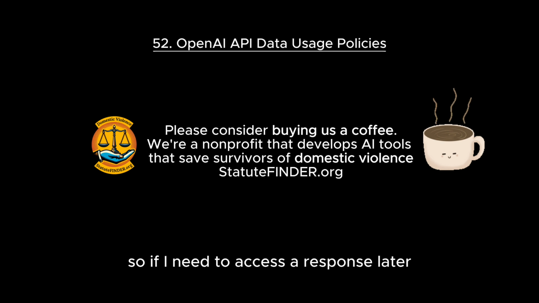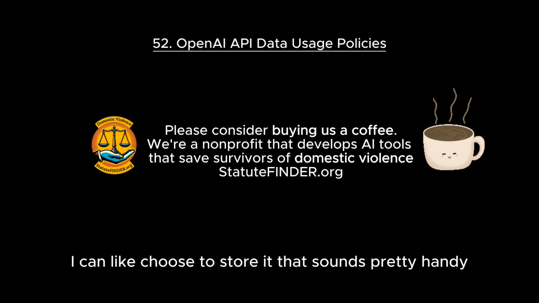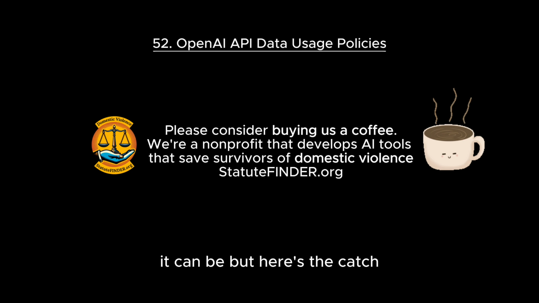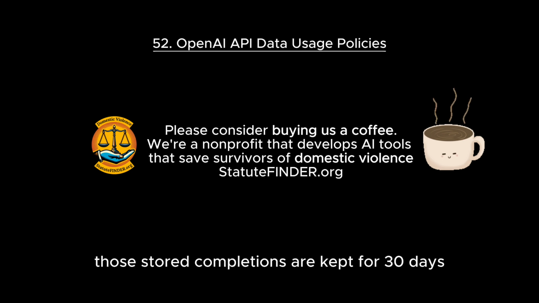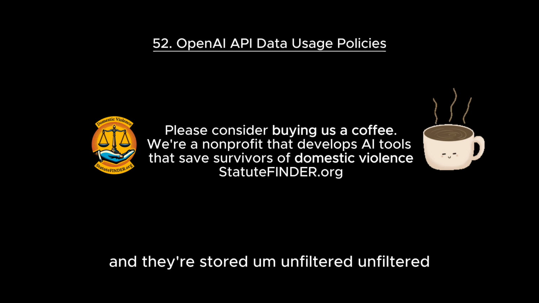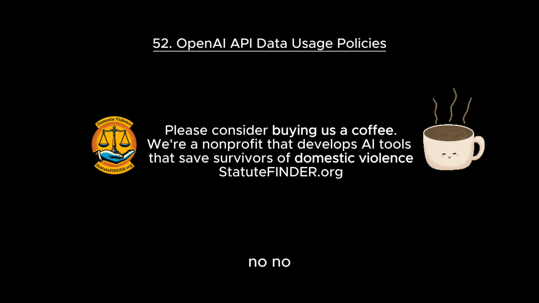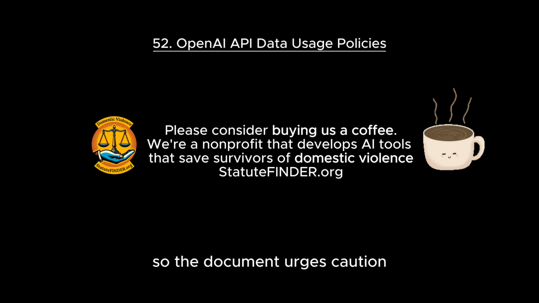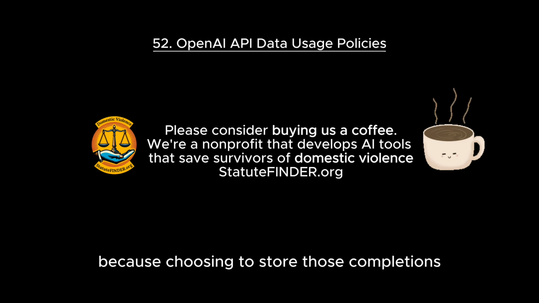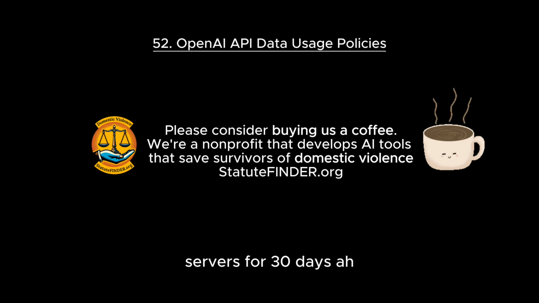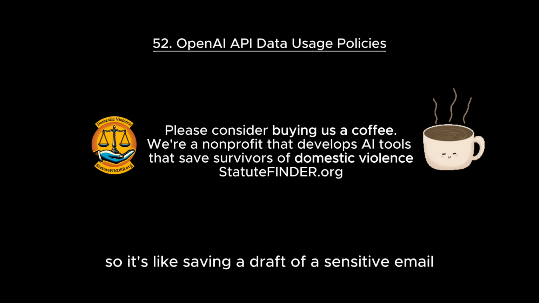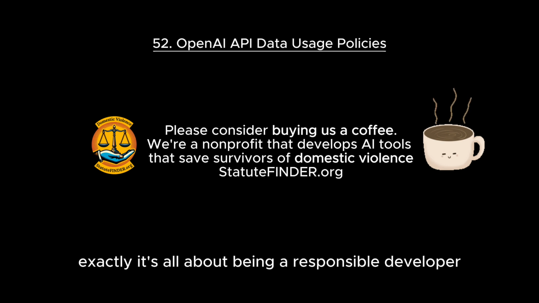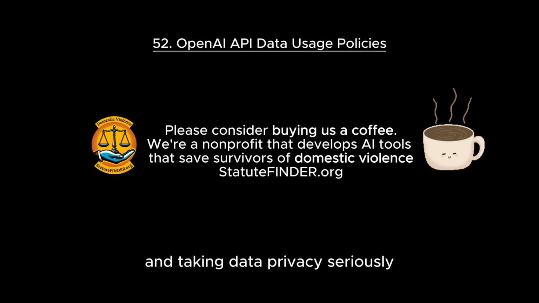So if I need to access a response later, I can choose to store it? That sounds pretty handy. It can be, but here's the catch. Those stored completions are kept for 30 days, and they're stored unfiltered. Unfiltered, what does that mean? Like there's no spell check? No. It means that whatever you send in your prompt and receive back in the completion is stored as is. So the document urges caution if you're working with sensitive data, because choosing to store those completions means that data will be kept on OpenAI's servers for 30 days. So it's like saving a draft of a sensitive email. You've got to be careful about what you're storing. Exactly. It's all about being a responsible developer and taking data privacy seriously.